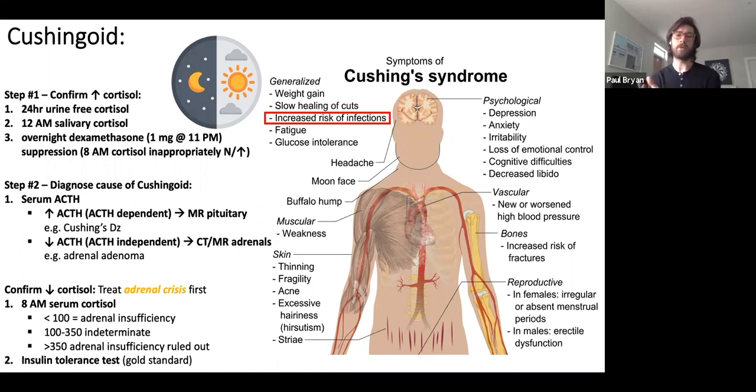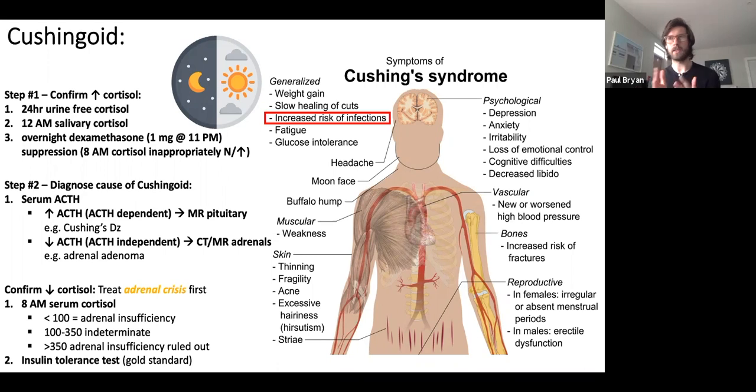If it's between 100 and 350, it's hard to say. Some of those people in that range are adrenal insufficient, some of them aren't. And then if it's above 350 at that 8 a.m. serum cortisol, then you would have essentially ruled out, it's highly unlikely that someone is adrenally insufficient. Now, if you're unsure, you can repeat this, but the gold standard test is doing an insulin tolerance test.